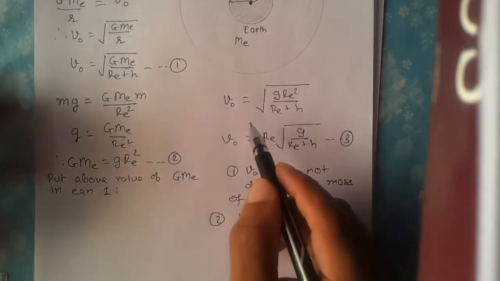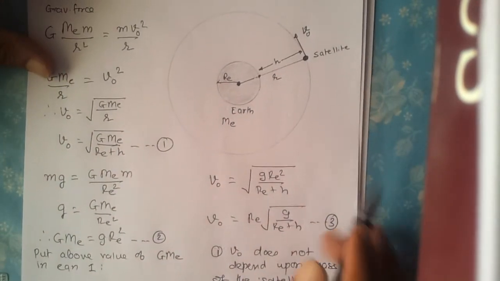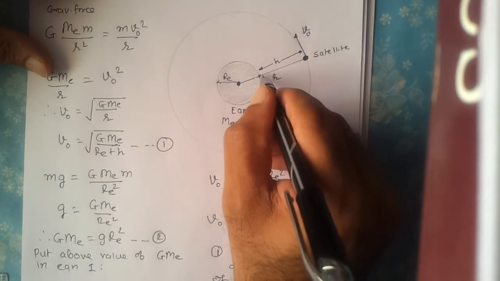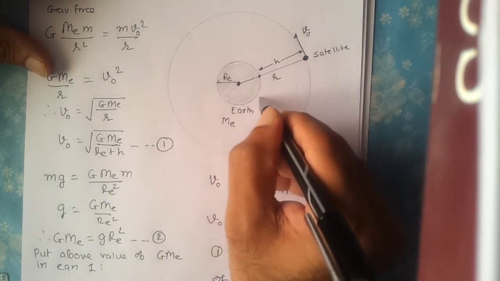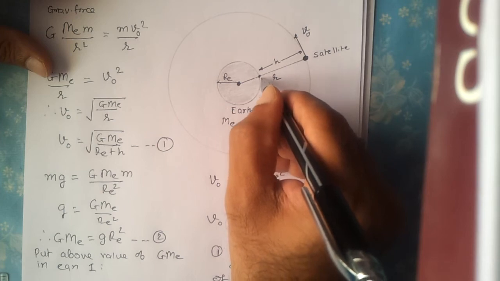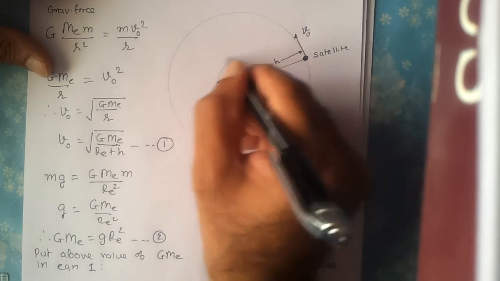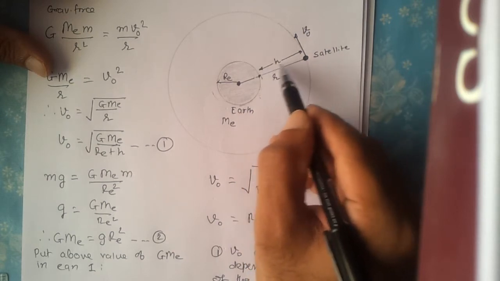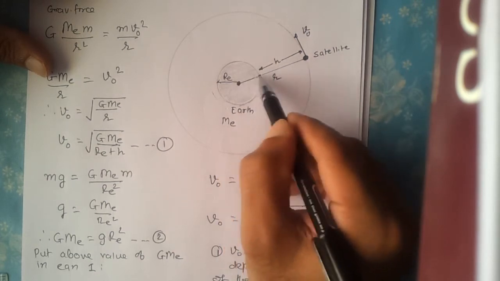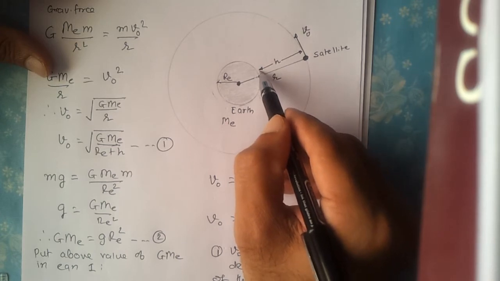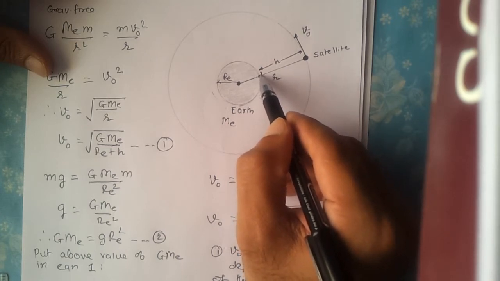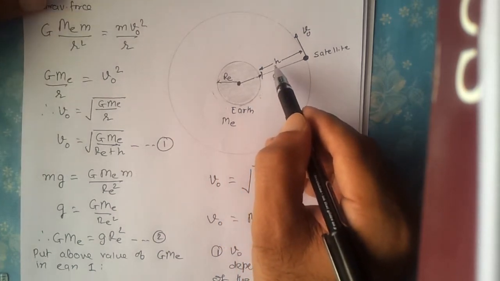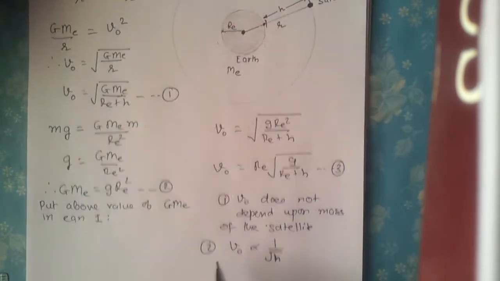Now let us take a situation, let me go back to this diagram, wherein the satellite is revolving around the Earth very close to the Earth. So it is revolving, say for example, in this particular orbit. That means it's very, very close to the Earth. In that case, h will nearly become equal to 0, because h is extremely small as compared to the radius of the Earth. So we will say h is nearly equal to 0.